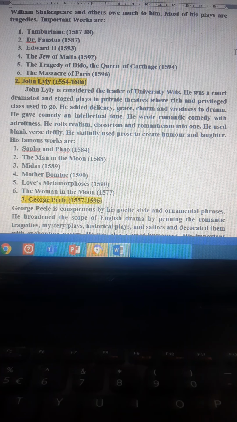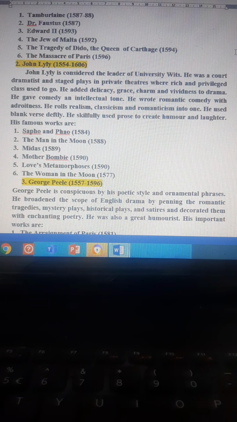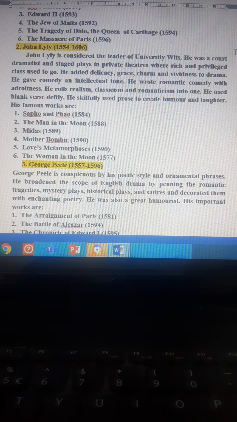And the last is the Massacre of Paris. It was published in 1596. Now I am going to talk to you about John Lilly, who was born in 1554 and died in 1606. John Lilly is considered the leader of University Wits.